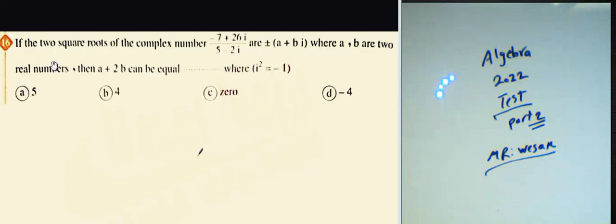It's Can 3. Today we'll complete the exam for algebra year 2022 part 2. Look at question 16. If the two square roots of complex number negative 7 plus 26i over 5 minus 2i are positive or negative a plus bi, where a and b are two real numbers, then a plus 2b can be equal to what, where i power 2 equals negative 1.